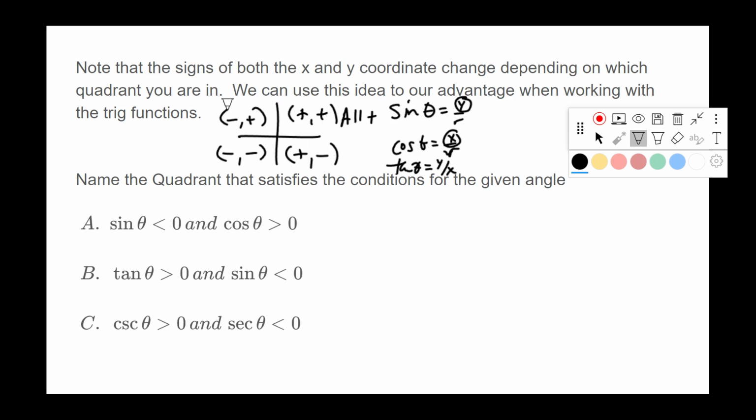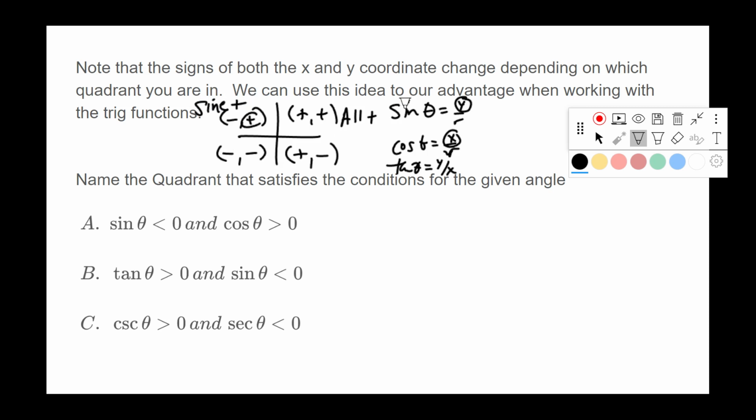In quadrant 2, the x coordinate is negative. So the cosine is negative in quadrant 2. The sine is positive in quadrant 2 because it's the y coordinate. And the tangent, y over x, is also negative. So only in quadrant 2, sine is positive, just the y coordinate.